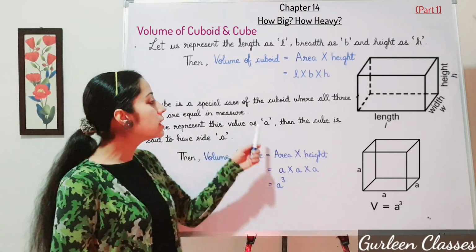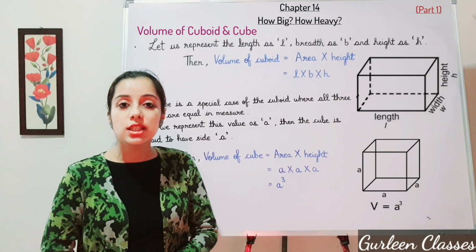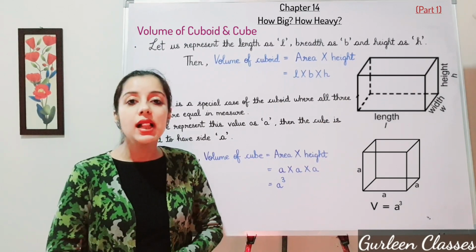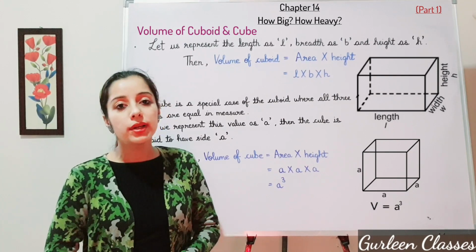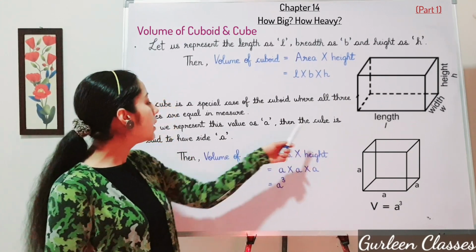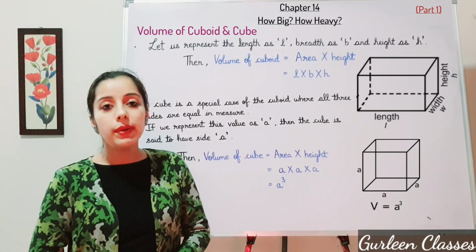If we represent this value as A, as you can see in the figure, it means L, B and H, all three sides are equal and we have denoted them by A. Then the cube is said to have side A. Here the side of the cube will be A.